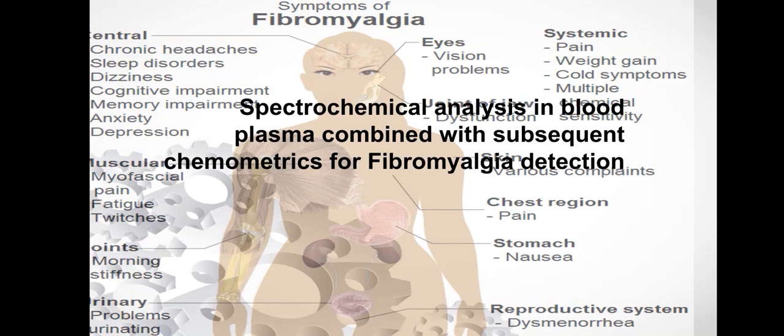Like, we will be dealing with a particular disease called fibromyalgia and the spectrochemical analysis in blood plasma combined with chemometrics for fibromyalgia detection. So fibromyalgia, as you can see in the background of this particular slide, is a very chronic disease having this many symptoms. So we'll be dealing with fibromyalgia.